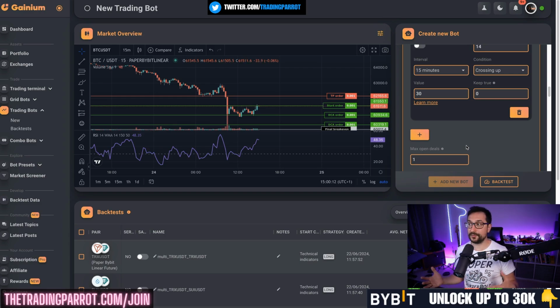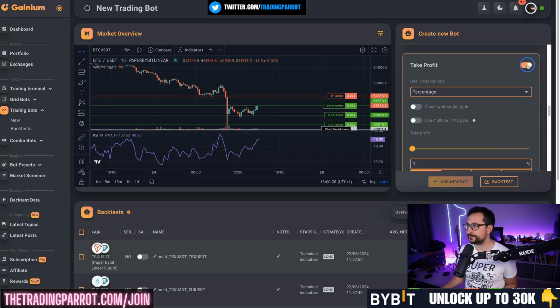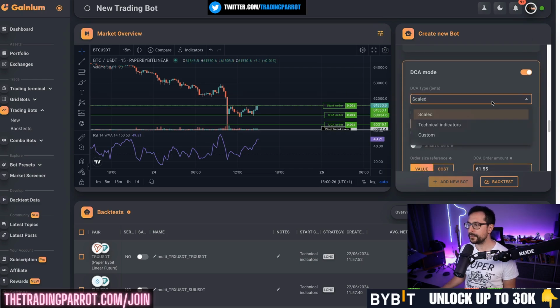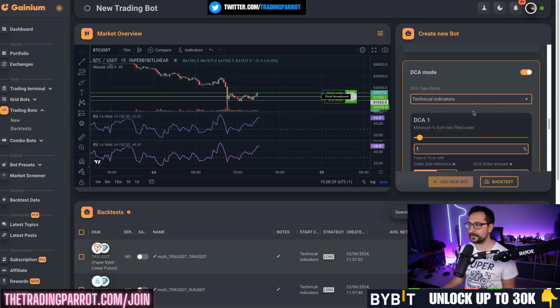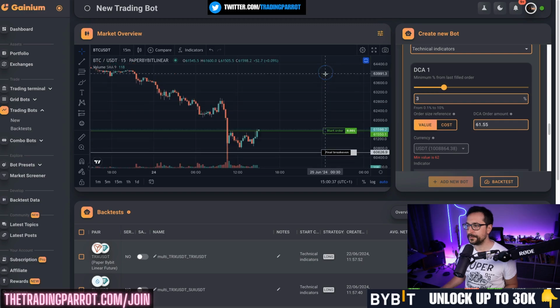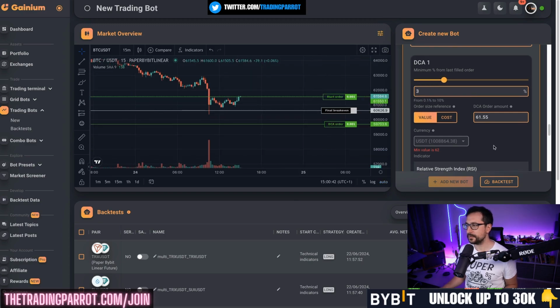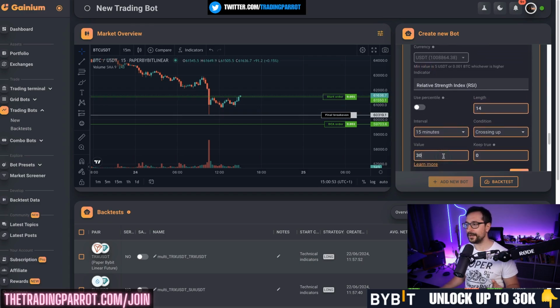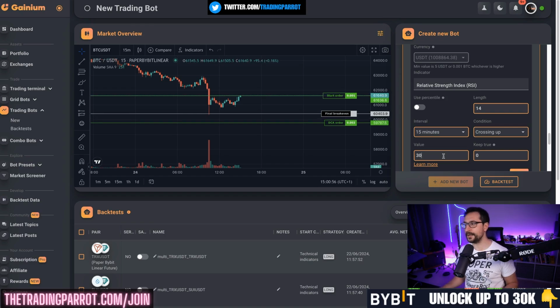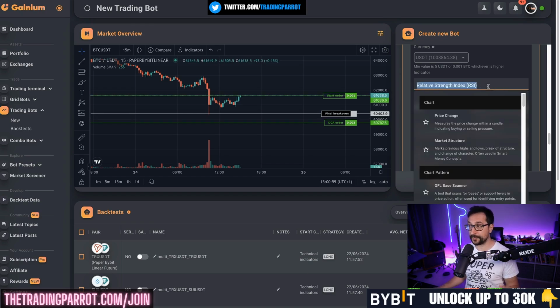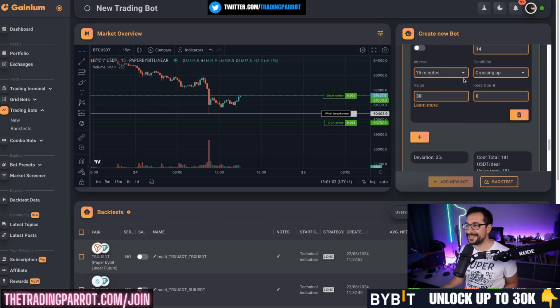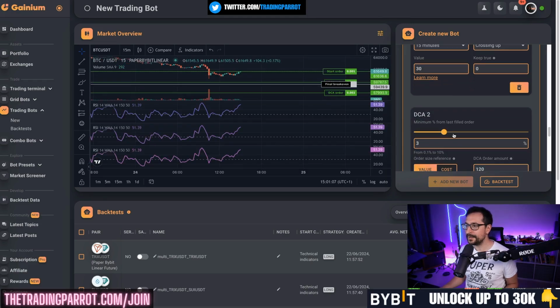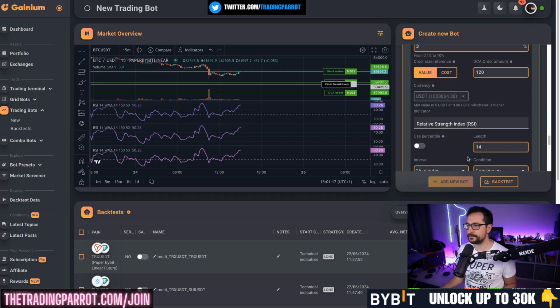With Gainium, you can do a lot more than that. You can also go to the DCA mode of your bot and use technical indicators for each of the DCA orders. So you could say, after 3% deviation below the price, I'm going to add another $120 if we cross 30 up once again on the RSI. Or you could use any other indicator for your DCA orders. Once you're done with that initial DCA order, you have this plus button and you can add as many DCA orders below using percentages combined with technical analysis. This makes DCAing a lot smarter than almost any other bot platform out there.